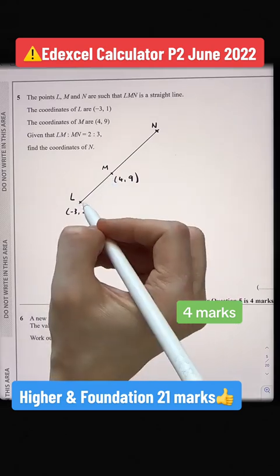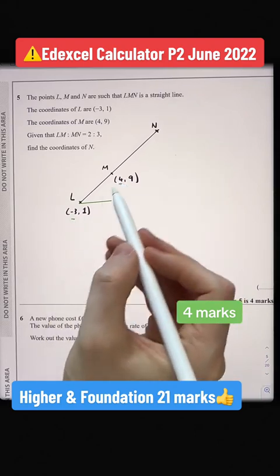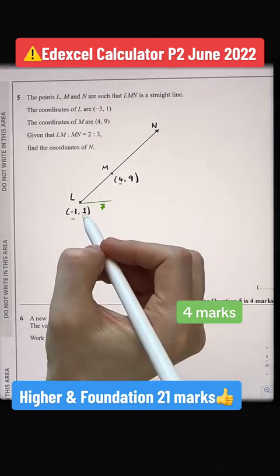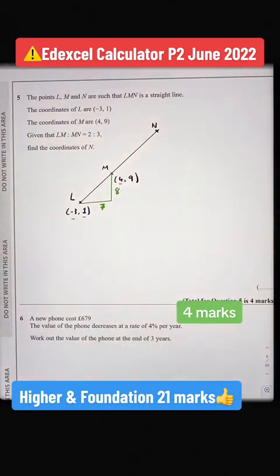if I first look at how I get from L to M, we're looking at my X first. Here I have -3 and it's gone to 4. Well, -3 to 4, that's added on 7. Now look at my Y coordinates. I've gone from 1 to 9. How do you get from 1 to 9? Well, we've added on 8.